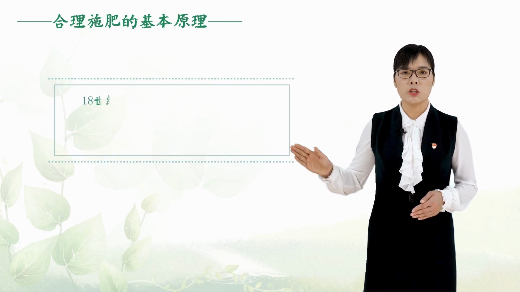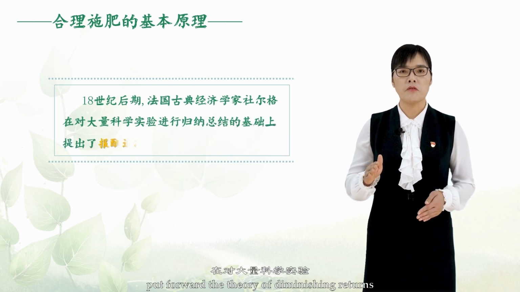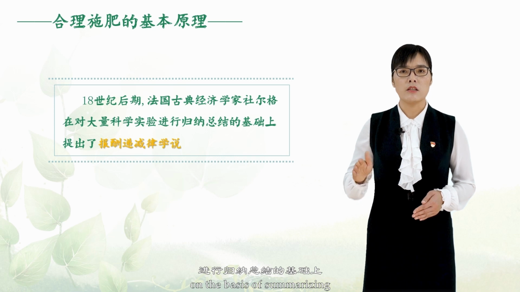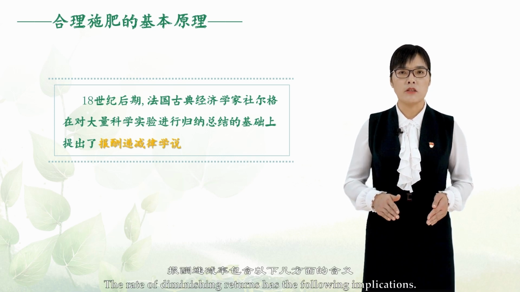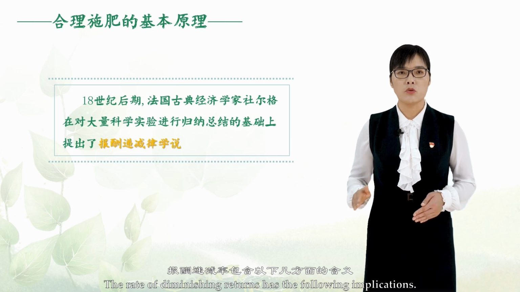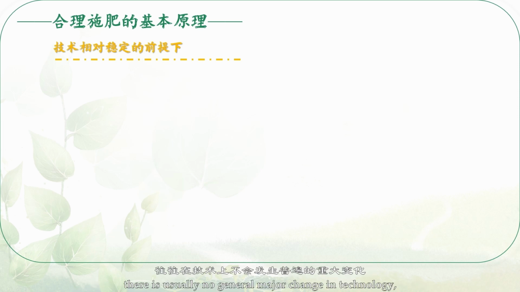In the late 18th century, Turgot, a French classical economist, put forward the theory of diminishing returns on the basis of summarizing a large number of scientific experiments. The rate of diminishing returns has the following implications. 1. This rule is that within a production cycle of agricultural production, there is usually no general major change in technology, and the overall situation remains relatively stable.